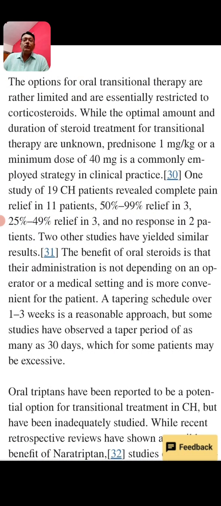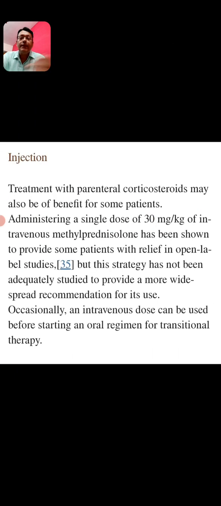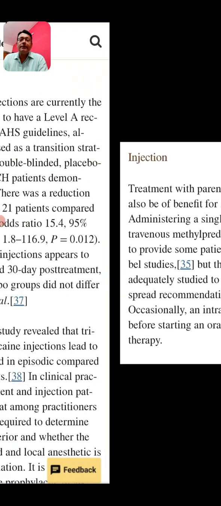The options for oral transitional therapy are rather limited, essentially restricted to corticosteroids, used at 1 milligram per kg body weight for a minimum dose of 40 mg. The benefit of oral steroid is that its administration is not dependent on operator or medical setting, and is more convenient for the patient. Oral triptan has been reported as a potential option for transitional treatment in cluster headache also. Now, parenteral corticosteroids may also be of benefit for some patients who have severe headache.